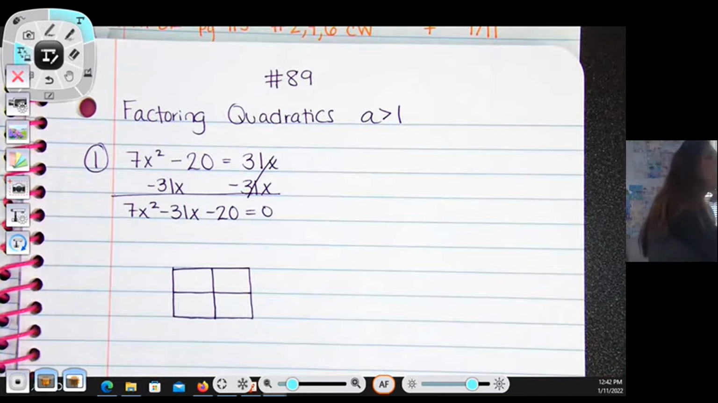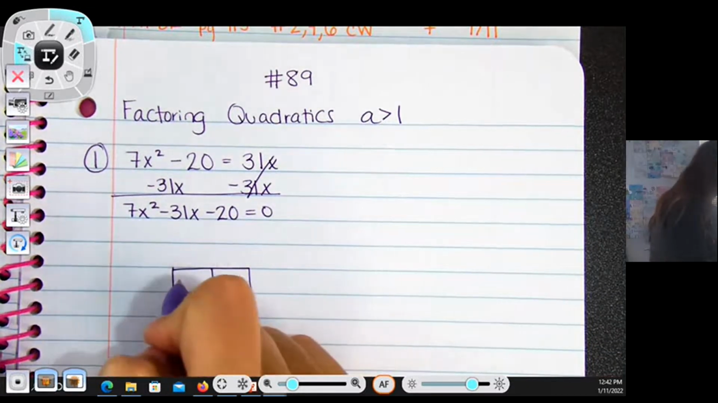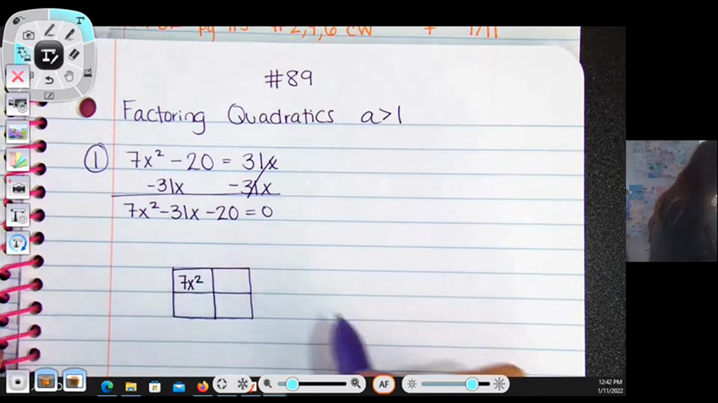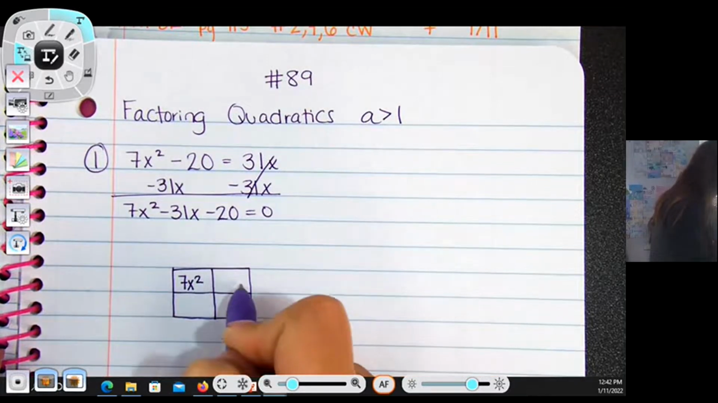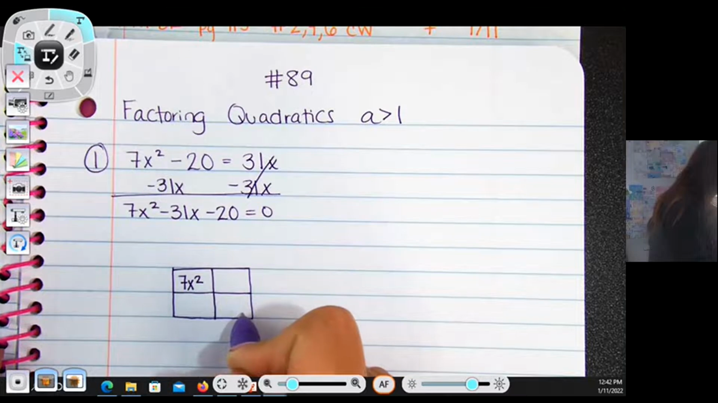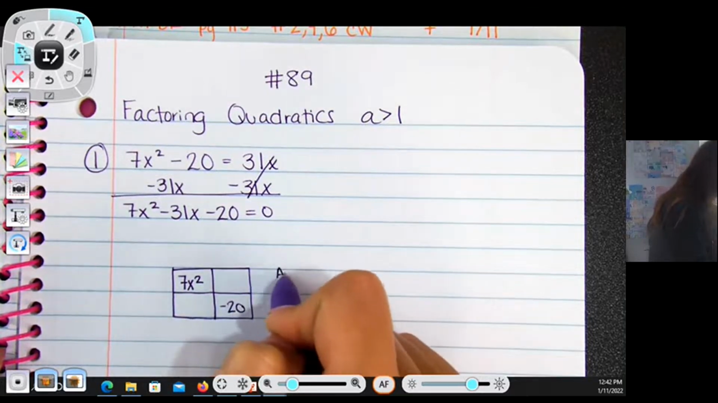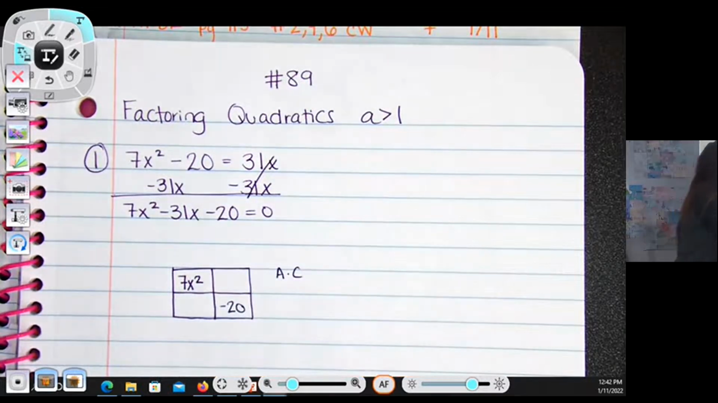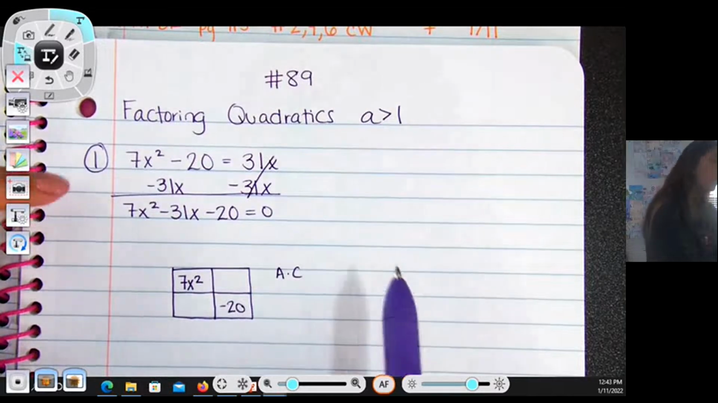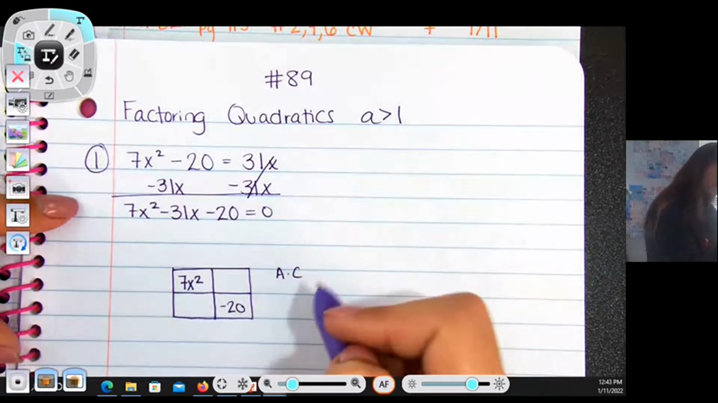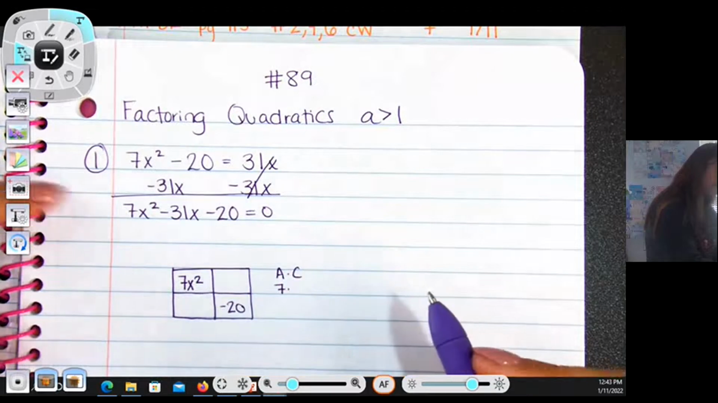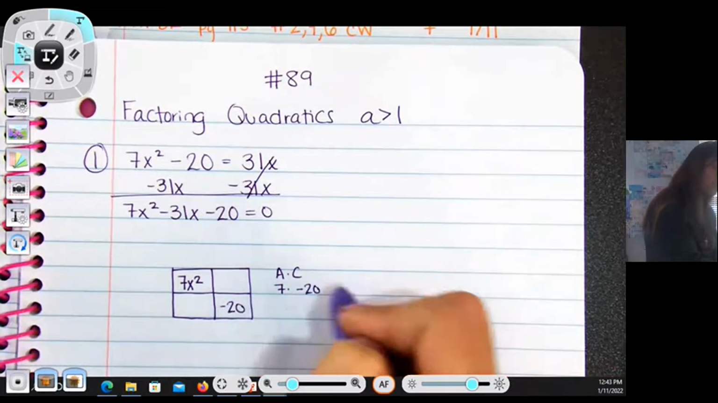Now from yesterday, what goes in the first box? 7x squared. Good. Then you put x. An x will go here, an x will go here. What goes here? Negative 20. Just like yesterday, we did a times c. Yesterday, a was always 1, so it was a lot easier. What's a this time? 7. Times negative 20. Good. What's 7 times negative 20?